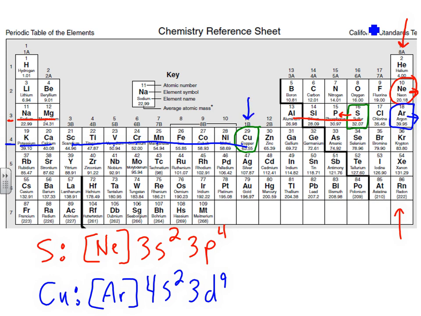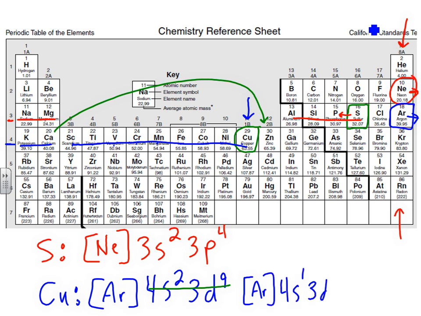Now, if you ever look up copper's configuration online or in a textbook, they'll actually show not this configuration, but a configuration that's a little different. And I'm going to show you that here and why. What happens is some of these elements, like copper, have the s electron actually jump into the d subshell and fill the d subshell. So instead of writing it like this, copper is written as argon 4s1 and 3d10. Now this is called an exception to the filling rule.